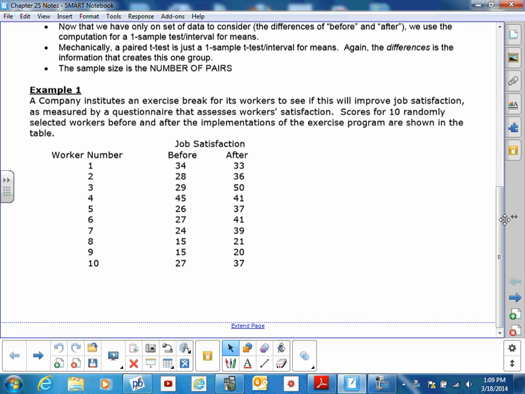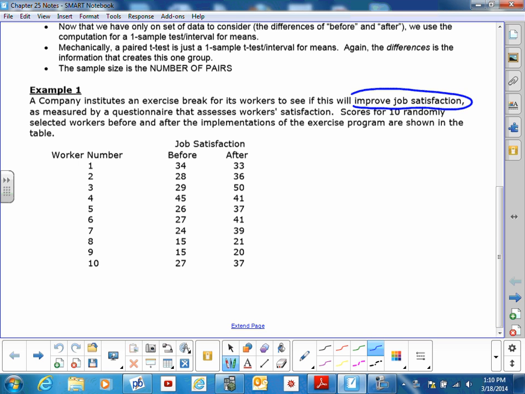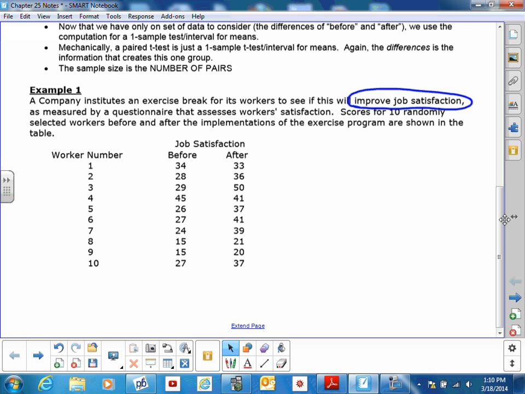Okay, so what we have here is a company that institutes an exercise break for its workers to see if this will improve job satisfaction. Okay, so that's kind of our goal. So if you're thinking through things, what do you think I'm indicating we're going to be talking about from that? Satisfaction. Yeah, job satisfaction is going to be what's of interest to us, okay? All right, and that is measured by a questionnaire that assesses the worker's satisfaction.